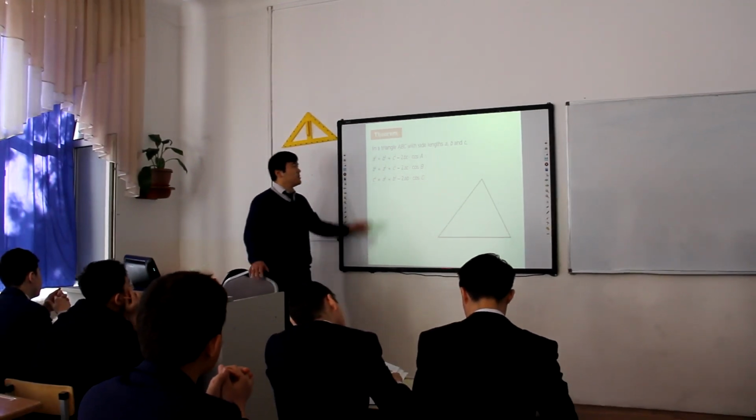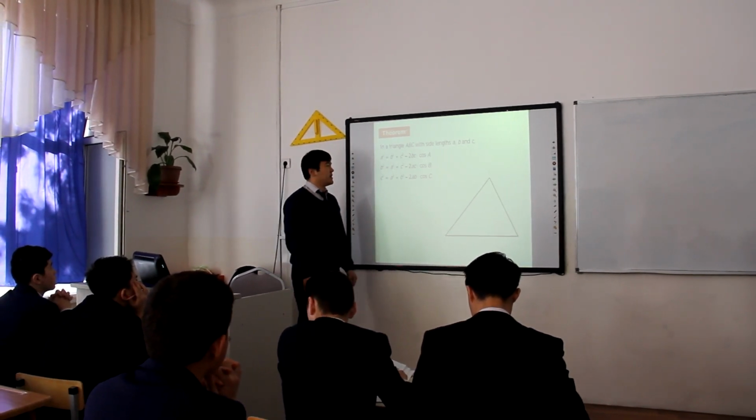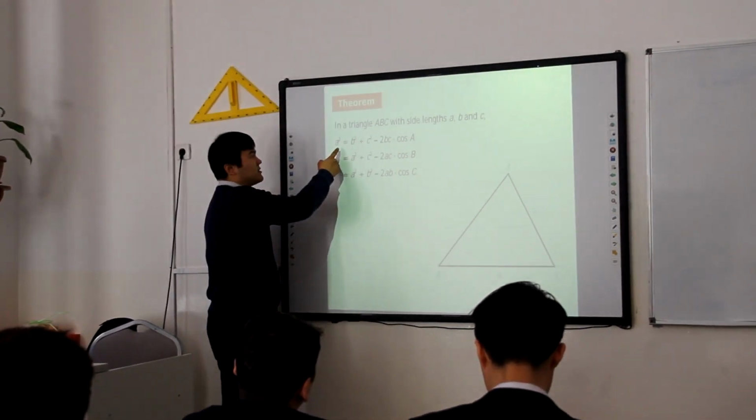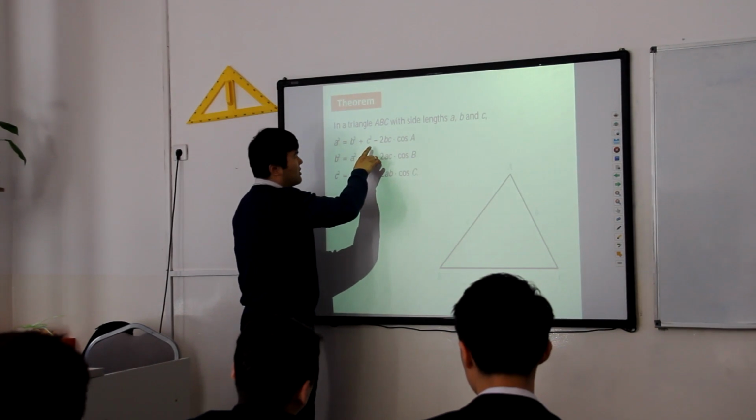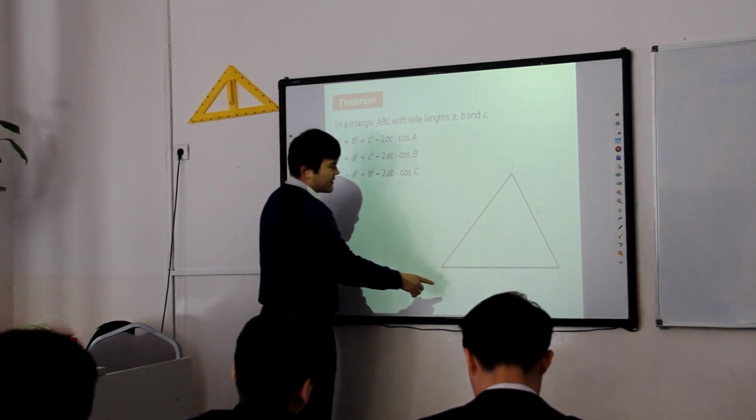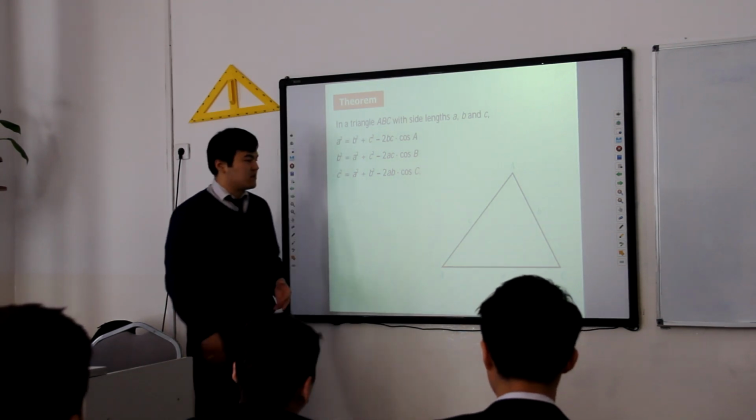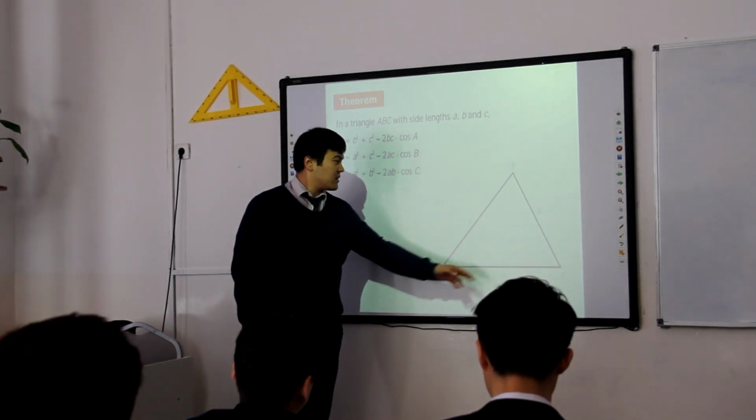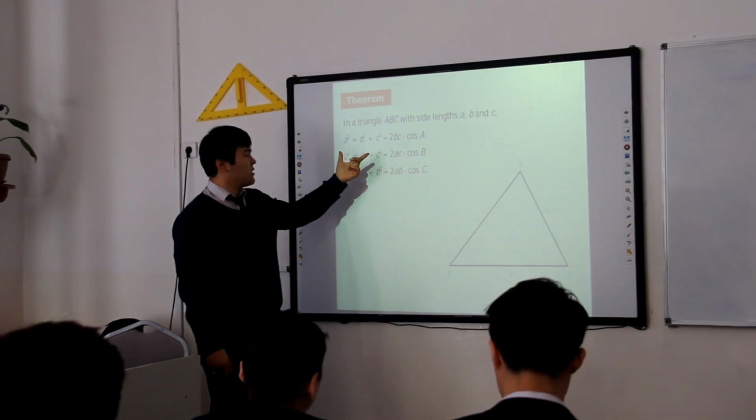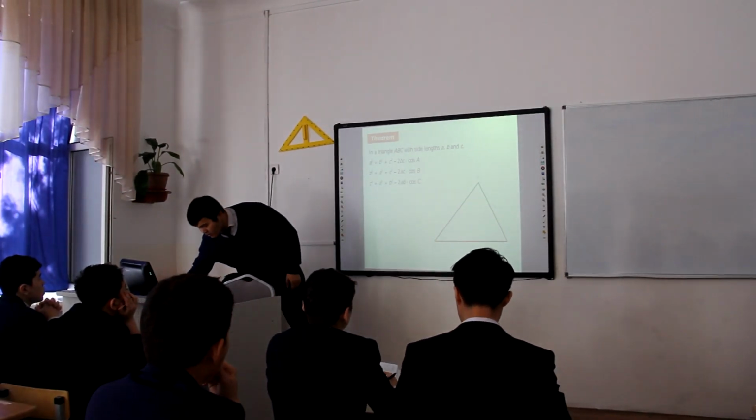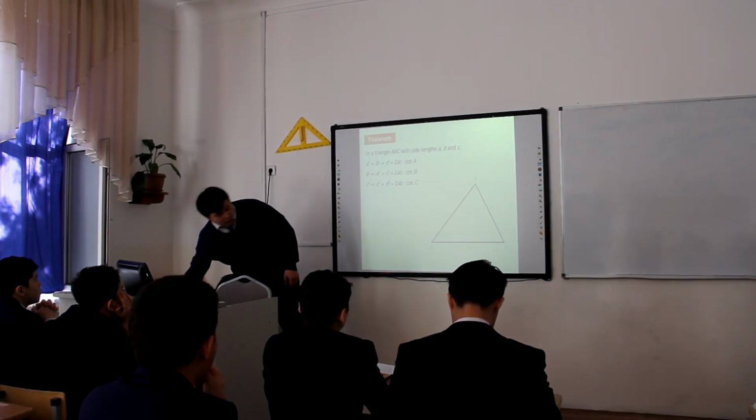In a triangle ABC with side lengths a, b, and c, for example, a squared is equal to b squared plus c squared minus 2bc times cosine A. That means if your aim is to find a, we use this theorem. Here cosine A means this angle.